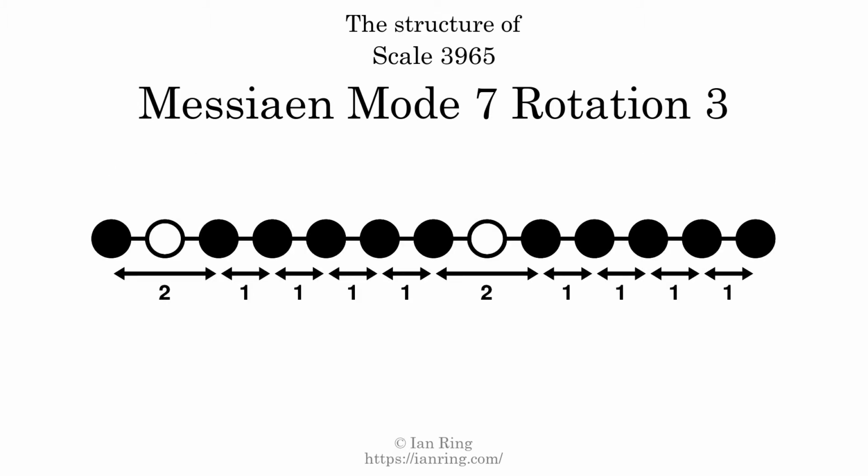The structure of a scale is a description of the interval distance between each successive tone. This scale has a structure of 2-1-1-1-1-2-1-1-1-1.